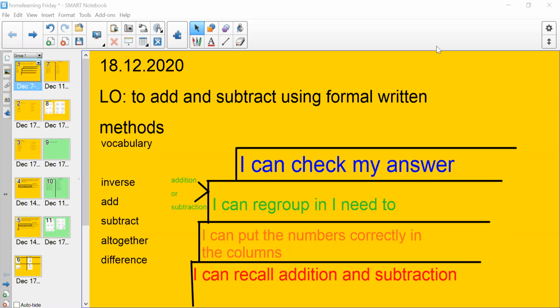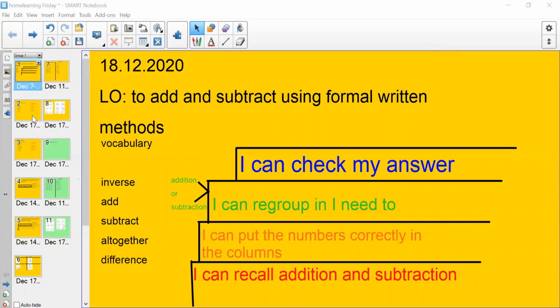Today's learning objective is to add and subtract using formal written methods. And the vocabulary that we will need for this lesson is inverse, add, subtract, altogether, and difference. And your steps to success are: I can recall addition and subtraction. I can put the numbers correctly in the columns. I can regroup if I need to. And I can check my answer.